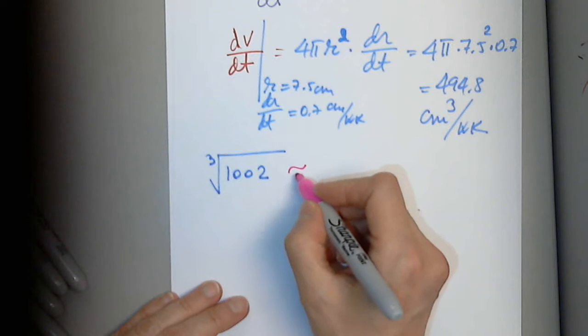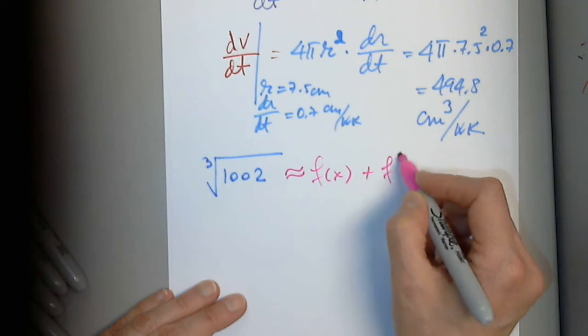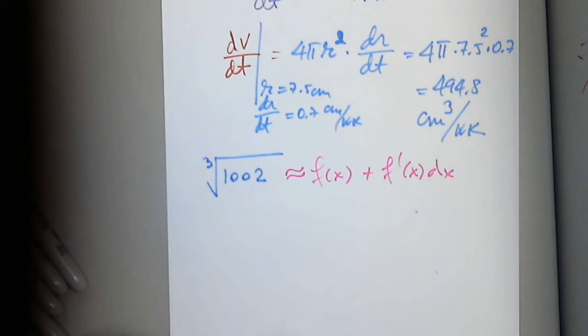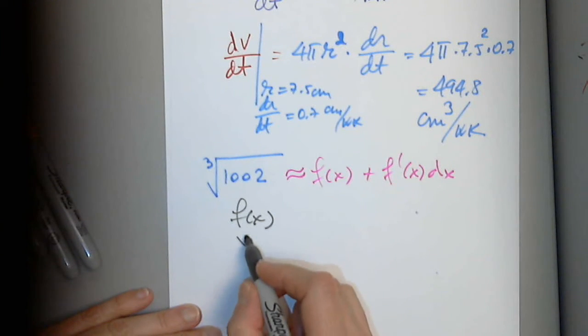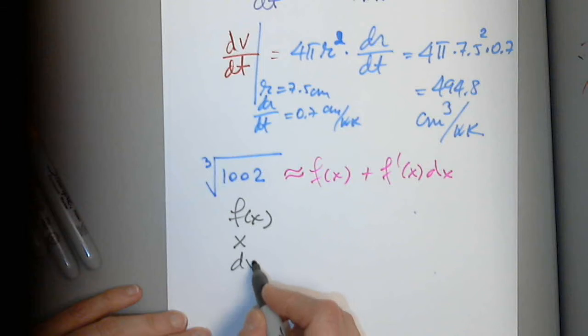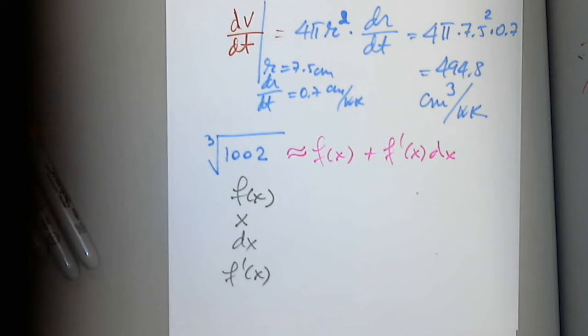Remember, the formula is approximately f of x plus f prime of x dx. I'm hoping that you are going to write this down several times and commit it to memory, because we used it several times in the last few weeks. So I have to identify a few things. I have to identify f of x, I have to identify x, I have to identify dx, and of course I have to calculate f prime of x.